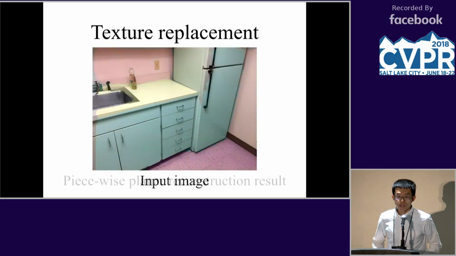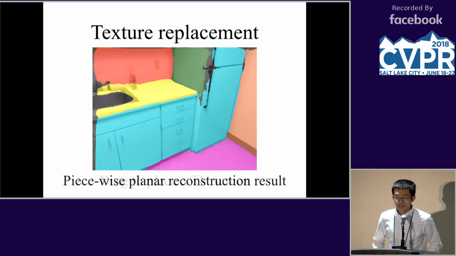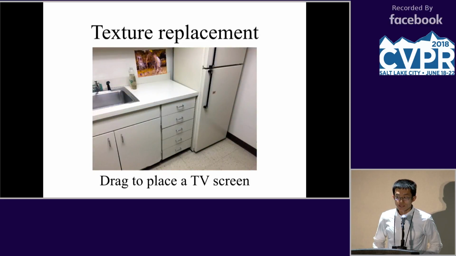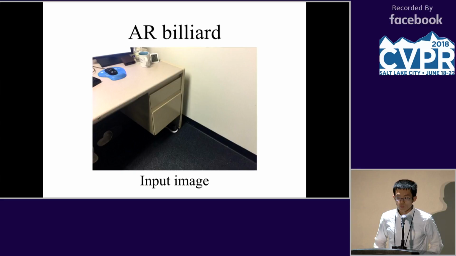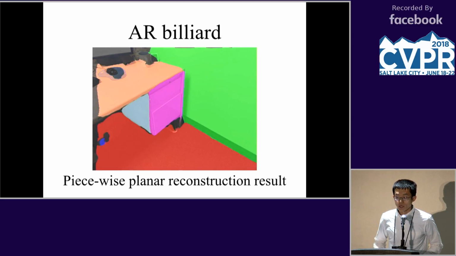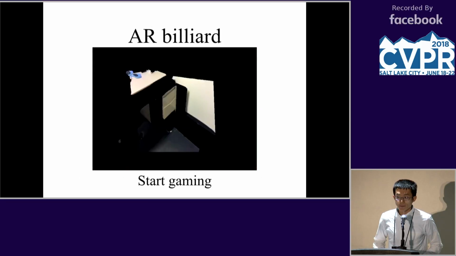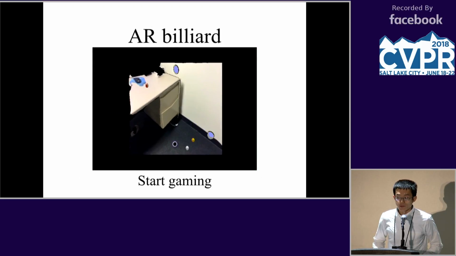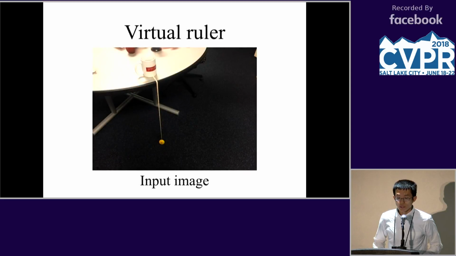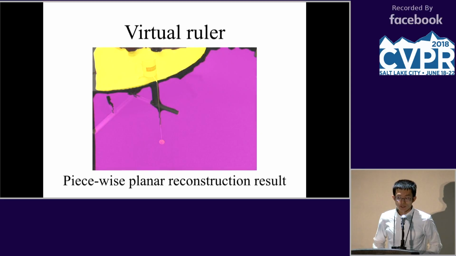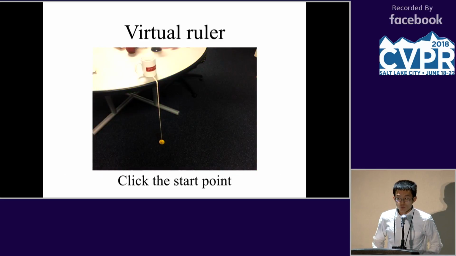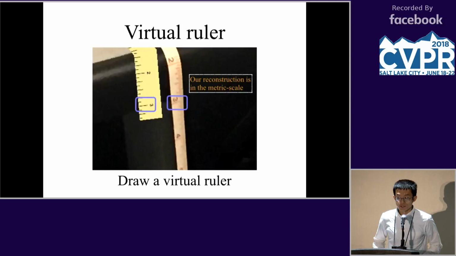Our surface-based representation enables many applications. With the detected planes, we can replace textures, say adding virtual TV screens. We can also create some virtual reality games. Here, we use the detected planes for physics simulation and render the input image as a background. With the reconstructed 3D geometry, we can also measure distance in 3D space. Here, we specify the starting point and the end point to draw a virtual ruler. Our reconstruction is in metric scale.